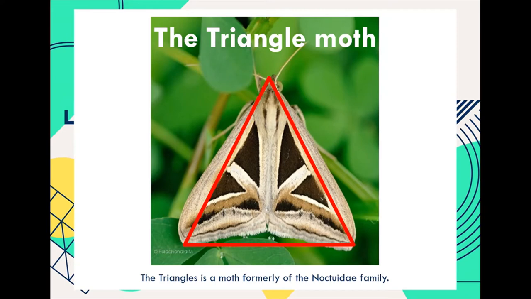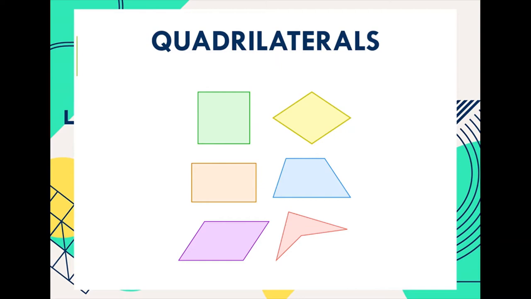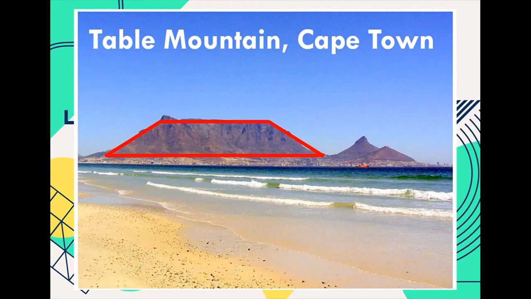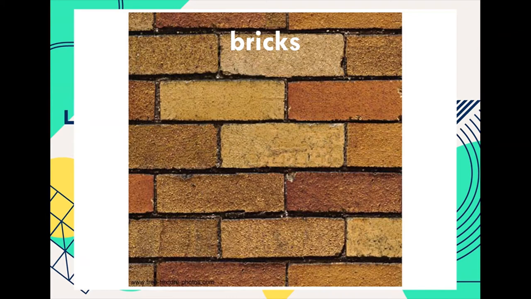Quadrilaterals. Quadrilaterals have four sides and they can be regular quadrilaterals or irregular quadrilaterals. So here we have a bridge with a trapezoid shape on it and a rhombus. Here we have Table Mountain again with a trapezoid. Bricks can be rectangles. Another bridge that uses triangles and rectangles.